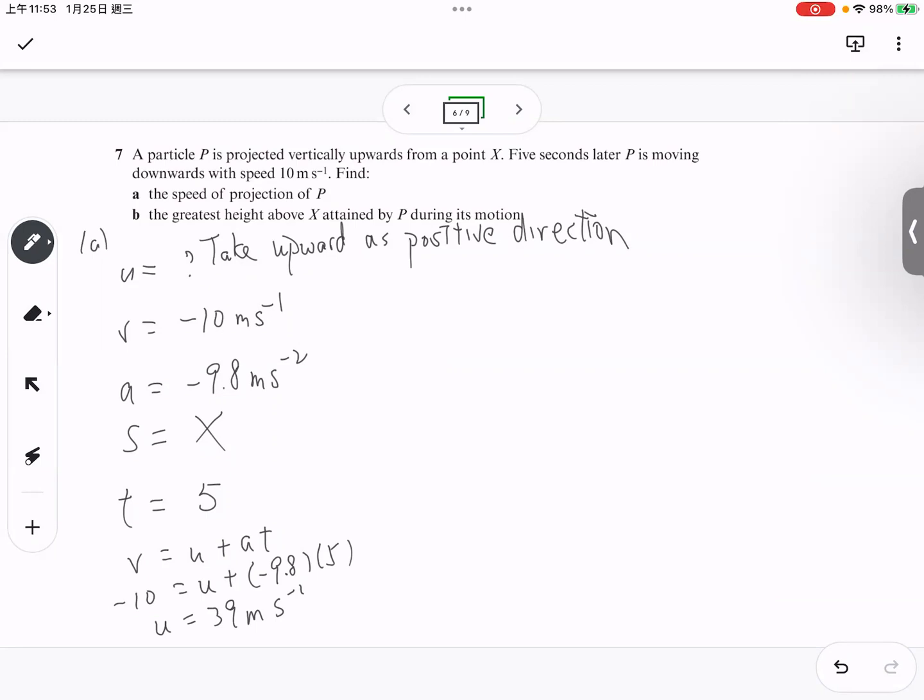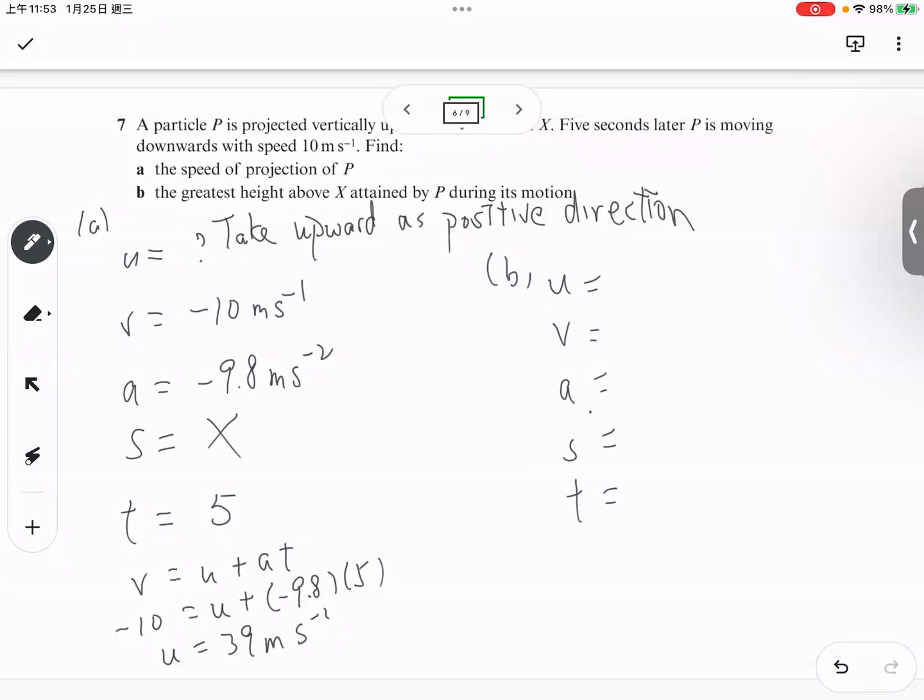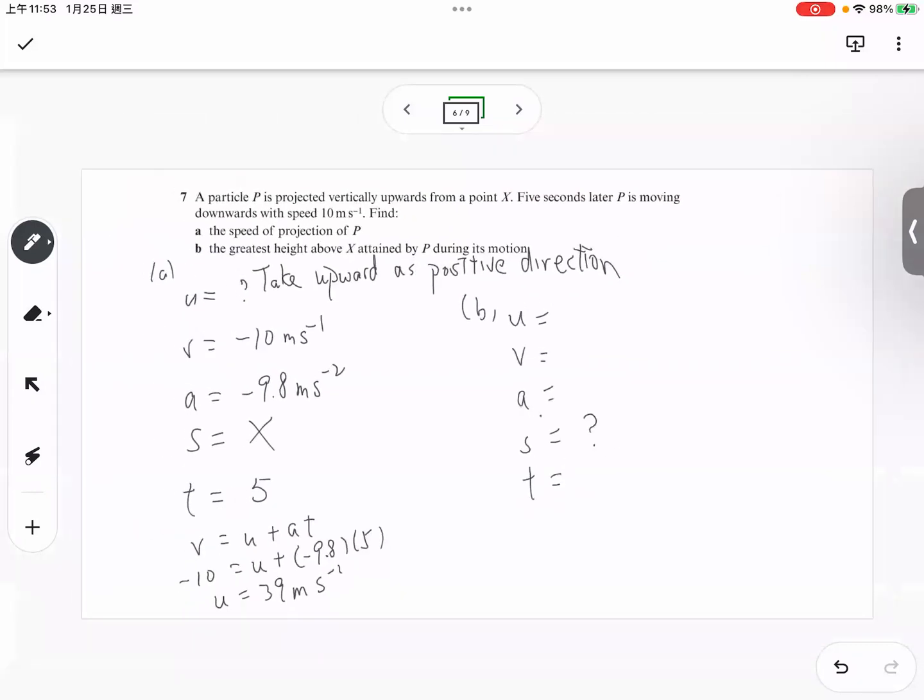If you do not finish B, okay, you can proceed now. Okay, if you finish it, now we will have part B. Part B. Once again, U, V, A, S, T. This time I'm going to find the greatest height above X attained by P during its motion. So that means I really want to find out what S is.